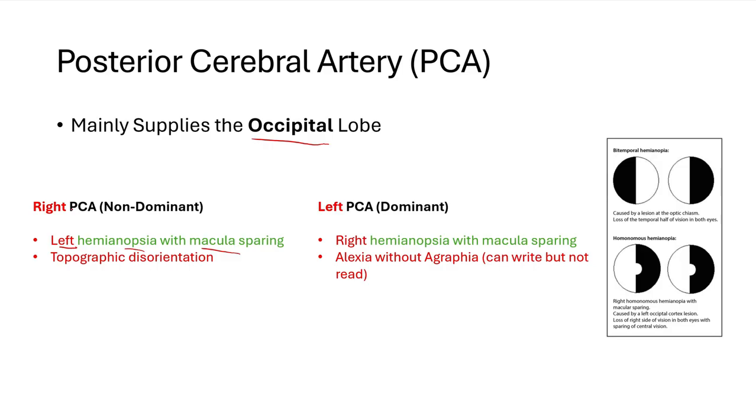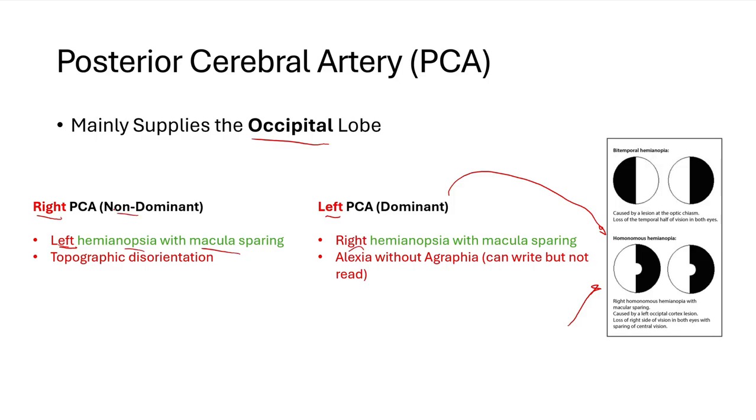Thus, for a right PCA stroke, you're going to have left-sided hemianopia, whereas for a left PCA stroke, you're going to have right-sided, seen here. This will be the dominant side, but you have the macular sparing. You can still see out of the center because this is also supplied by the MCA.